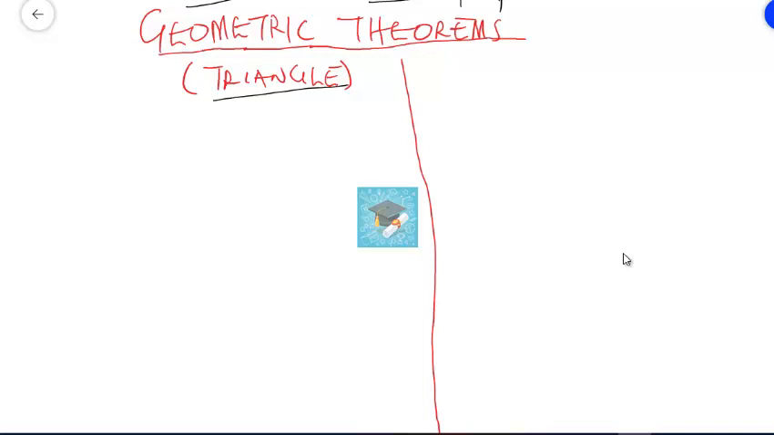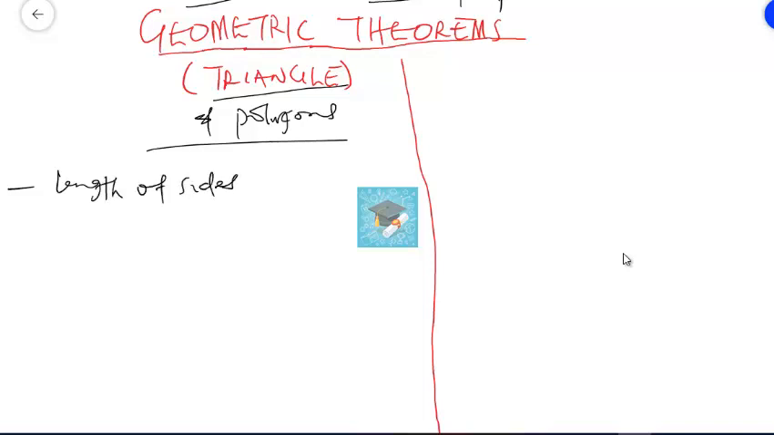Then we'll look at triangles and polygons together. So let's get started. Because we're talking about triangles, polygons and plane shapes, there are two things we need to understand. We need to understand the length of sides, and we need to understand theorems regarding angles.